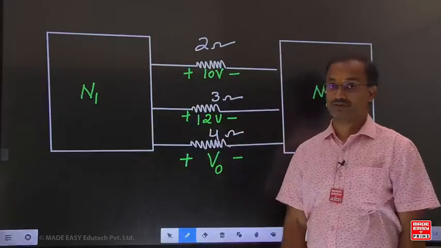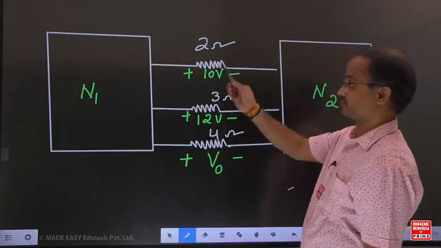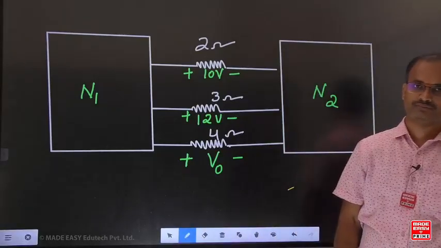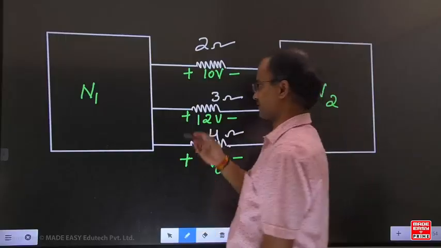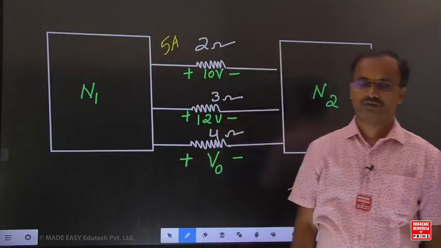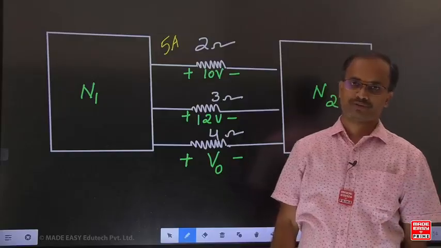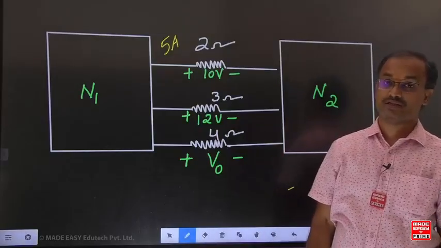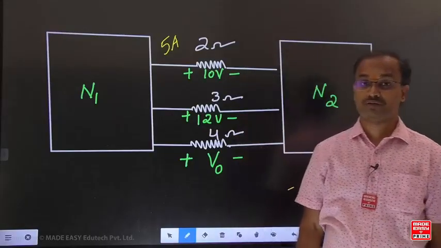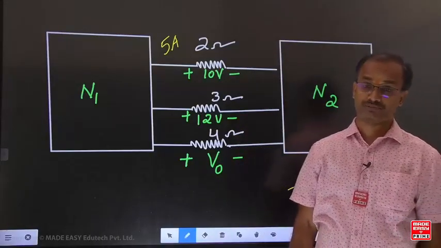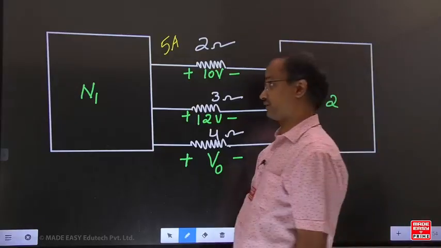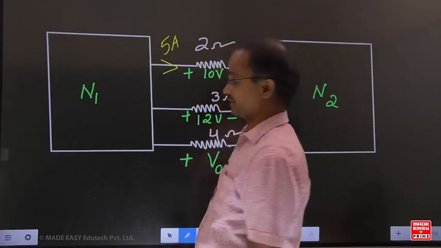For this example, look, you know the voltage and you know the resistance. The voltage is 10, the resistance is 2. 10/2 means what? The current here is 5 amperes. What is the nature of the resistance? Absorbing power. Now for absorbing power, what is the requirement? The current should enter at the positive.